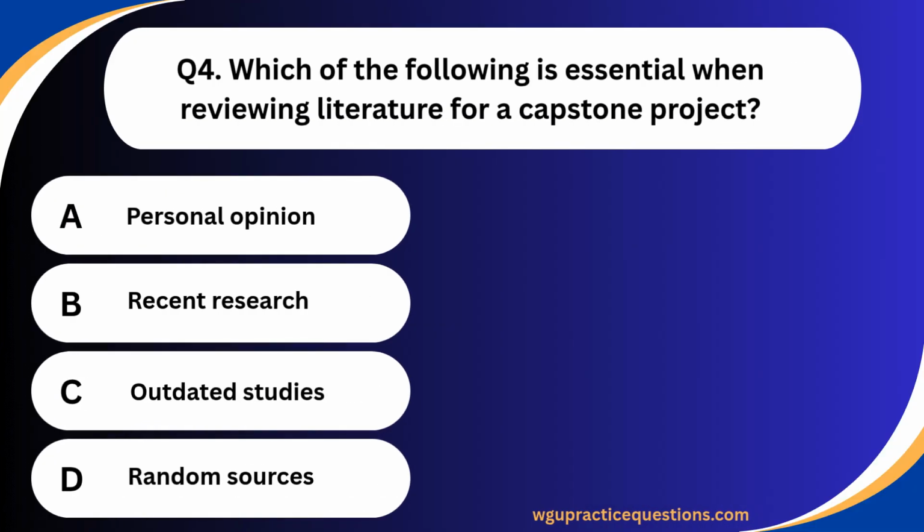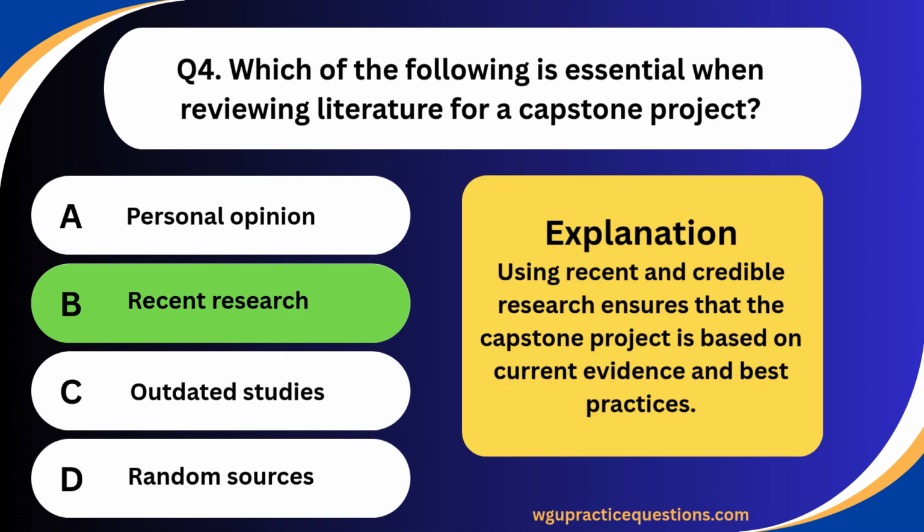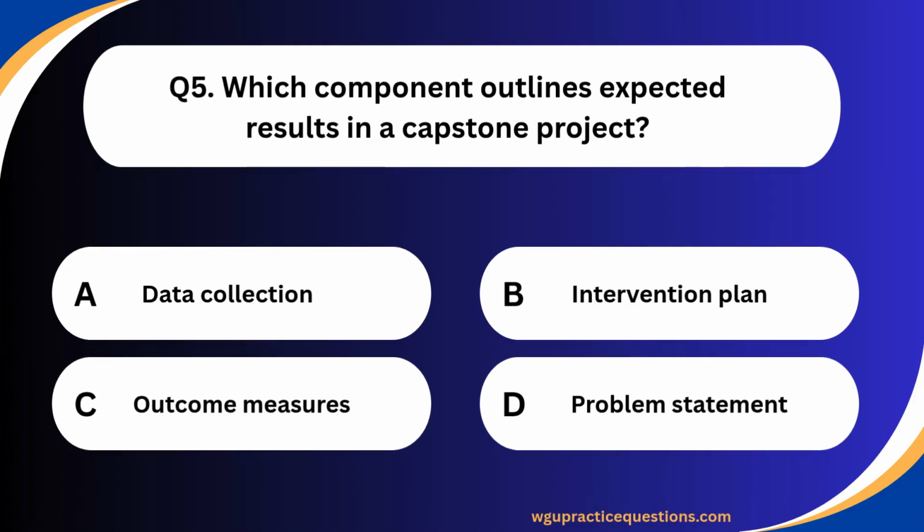The correct answer is B. Recent research. Explanation. Using recent and credible research ensures that the capstone project is based on current evidence and best practices. Question 5. Which component outlines expected results in a capstone project?